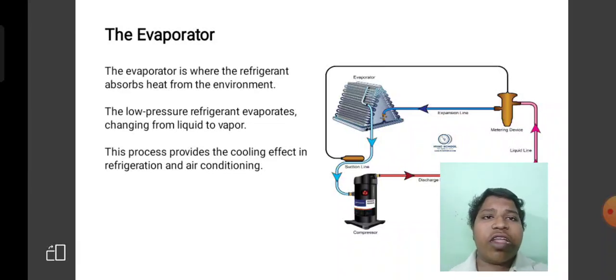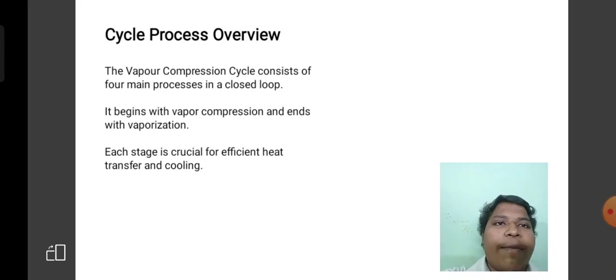The evaporator is where the refrigerant absorbs heat from the environment. The low pressure refrigerant evaporates, changing from liquid to vapor. The process provides the cooling effect in refrigerator and air conditioning systems. Cycle process overview. The vapor compression cycle consists of four main processes in a closed loop. It begins with vapor compression and ends with vaporization. Each stage is crucial for efficient heat transfer and cooling.